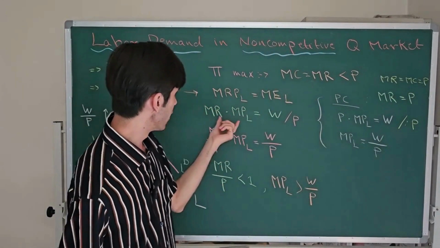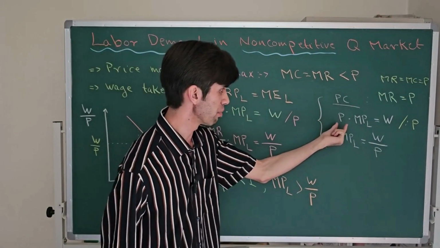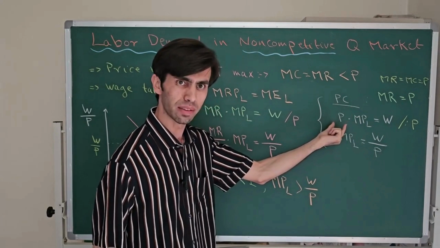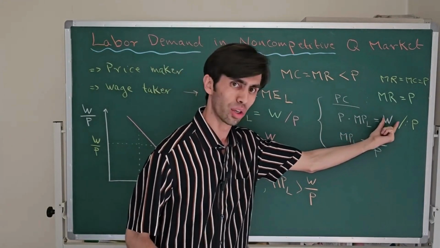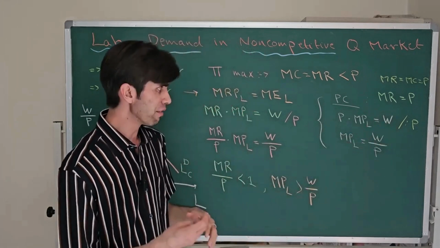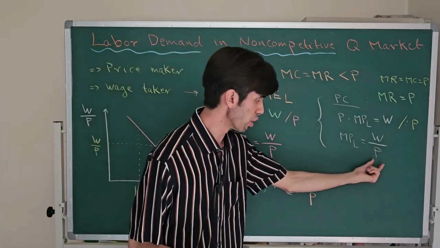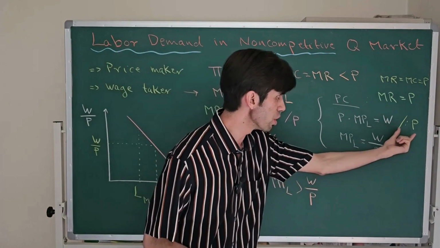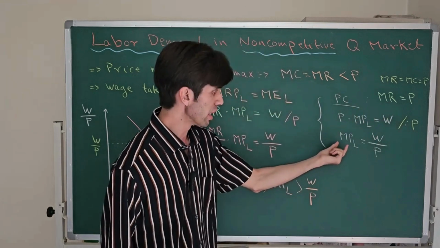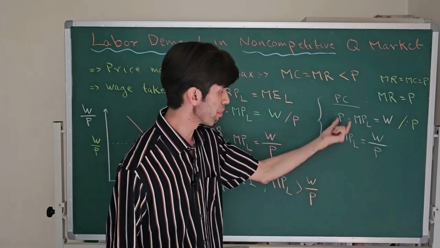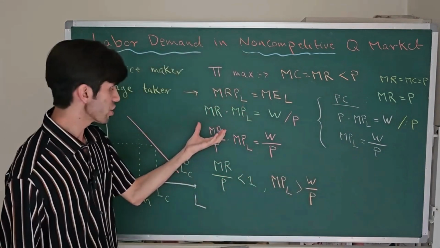So for this formula, instead of marginal revenue for the perfectly competitive market, we can just plug in P. Then P multiplied by the marginal product of labor is equal to the nominal wage rate. And when we set it up in terms of the real wage rate, which is W over P, we just divide both sides by P. Then the marginal product of labor in the perfectly competitive market is equal to the real wage.